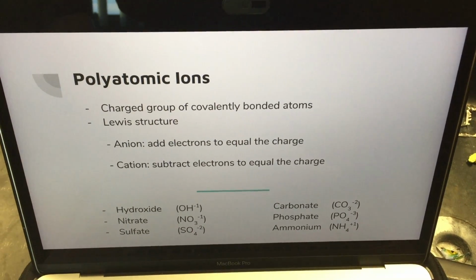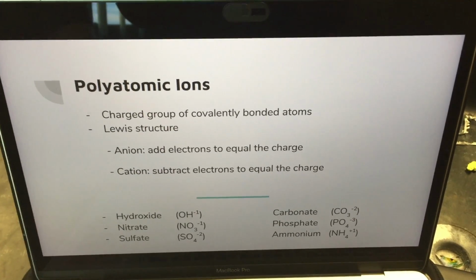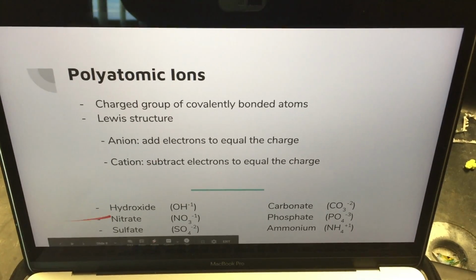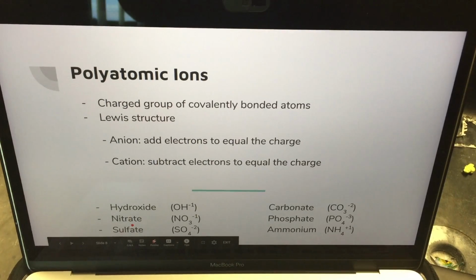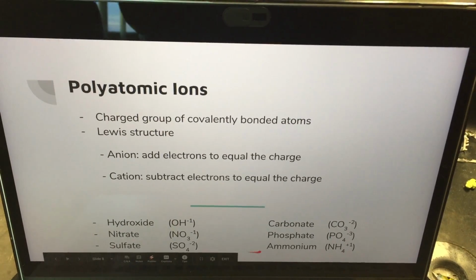Polyatomic ions are simply charged groups of covalently bonded atoms, the basic ones being hydroxide, nitrate, sulfate, carbonate, phosphate, and ammonia.